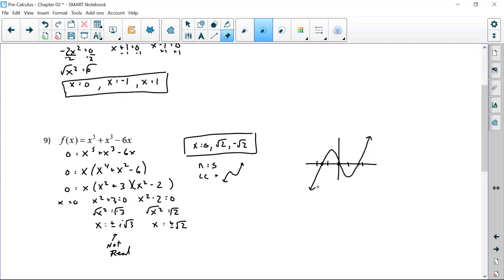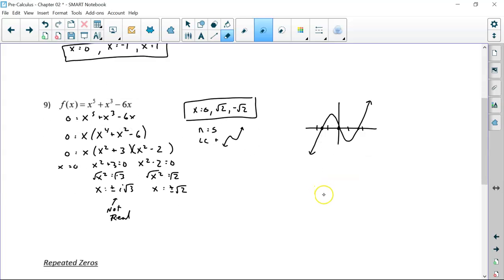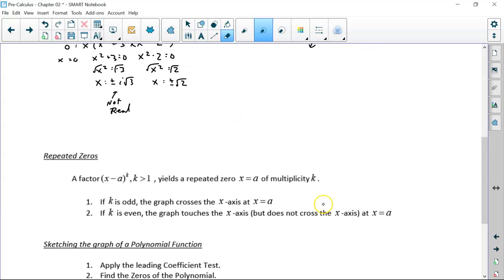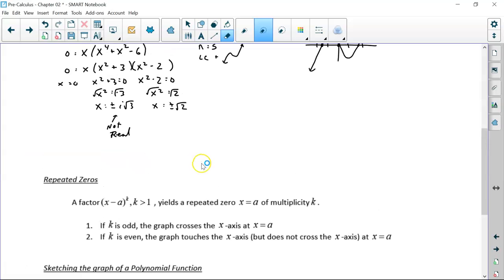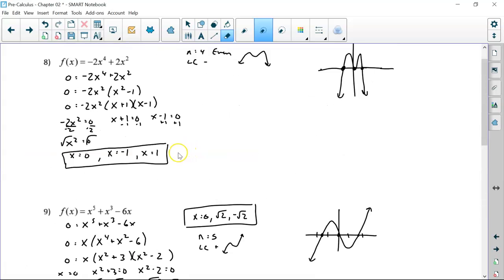Okay, now looking at this, we have what are called repeated zeros. That's when we have a multiplicity greater than 1. If you have a factor being squared, that would have a multiplicity greater than 1. If you look at problem number 8, for example, you see how I had that -2x squared? Because of the x squared, we got 0 as a repeated solution. That's why it bounces at that point on the graph.